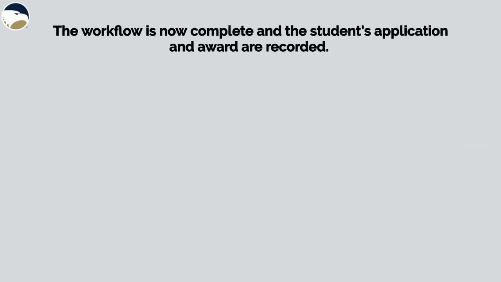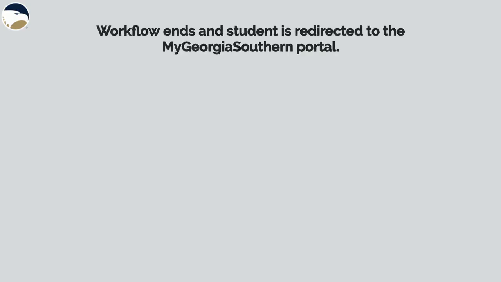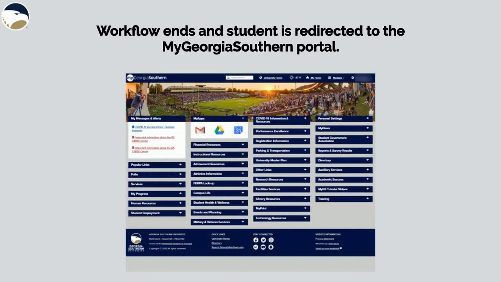At this point, the workflow has been completed and the student's application and award are recorded. The award amount has been posted to their account and their student records have been updated. The final step of the process is to redirect the student to the My Georgia Southern portal.